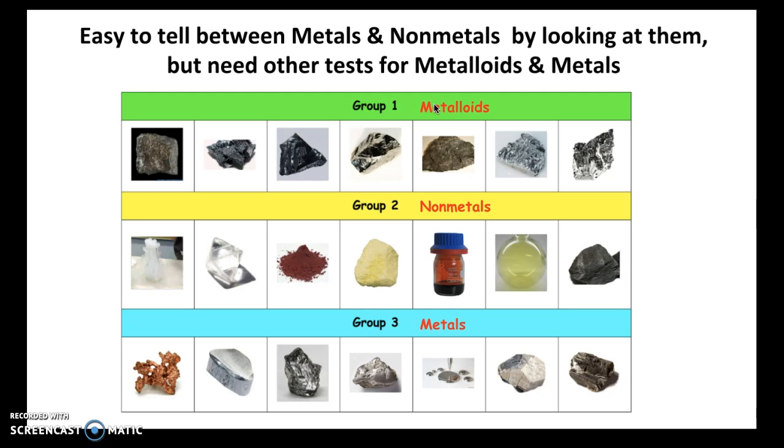Okay, so what you probably may have said for each group is that group 1 is the metalloids, group 2 are the nonmetals, and group 3 are the metals. Maybe you've said that, or maybe you said something different. But one thing I want us to note here is that it's easy to tell between the metals and nonmetals.